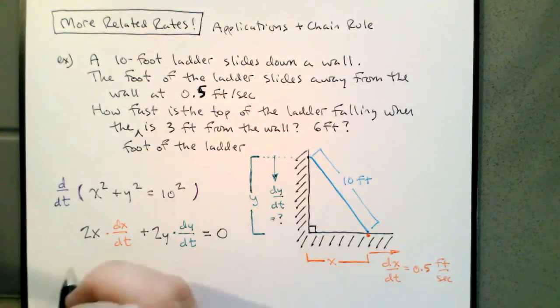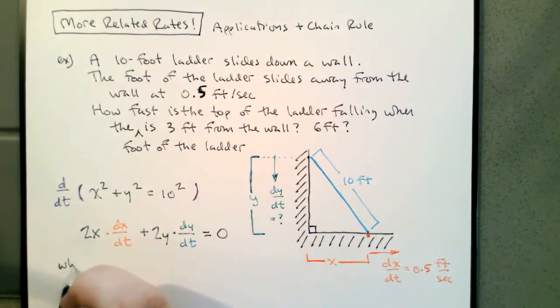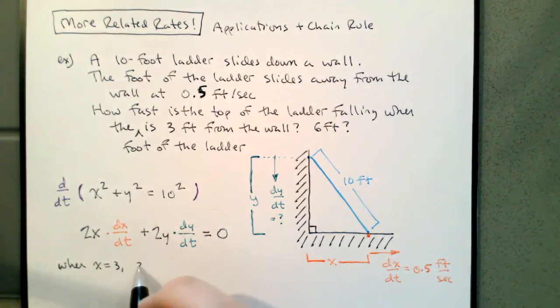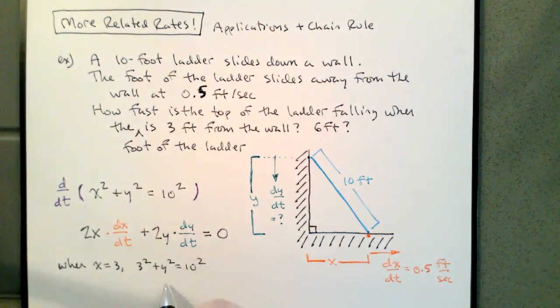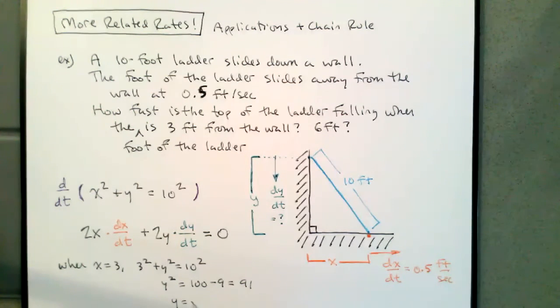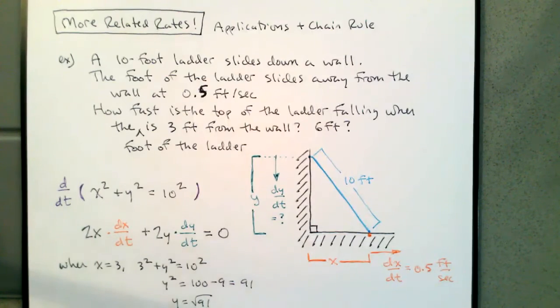So when x equals 3, we get 3 squared plus y squared is equal to 10 squared. So y squared is 100 minus 9. So y squared is 91. So y is the square root of 91.